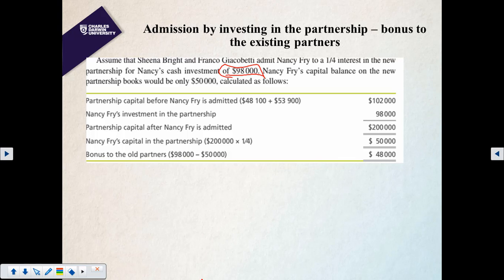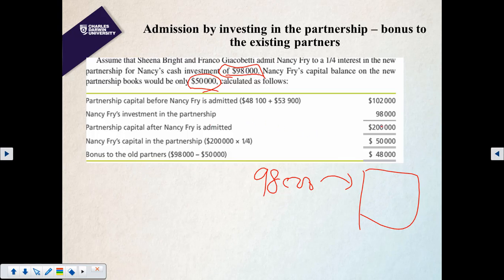Nancy Fry's capital balance on the new partnership books would be $50,000. Here is the problem. She is coming to the business and she is willing to pay $98,000, but she is happy to take a capital of $50,000. You got the point? No, right? So I will give $98,000 to the new business because I see this business has a lot of potential in the future. So 98,000.